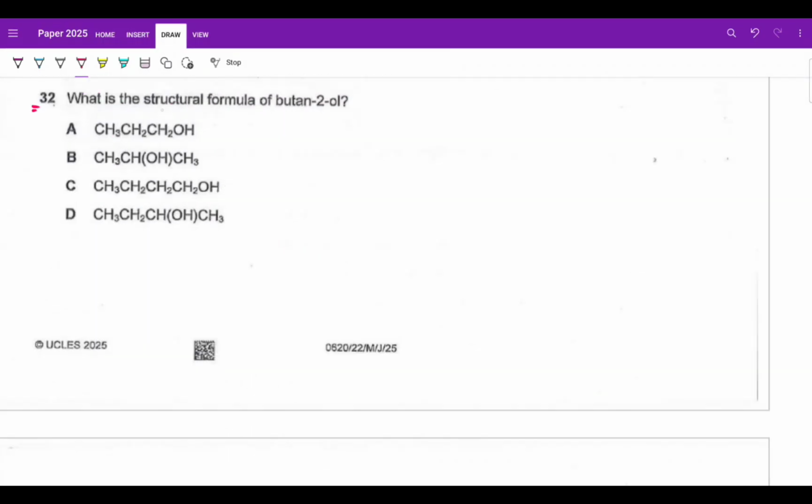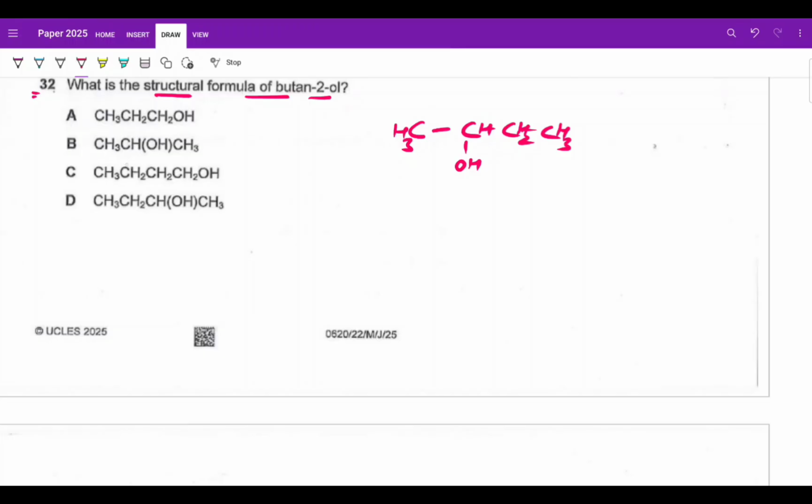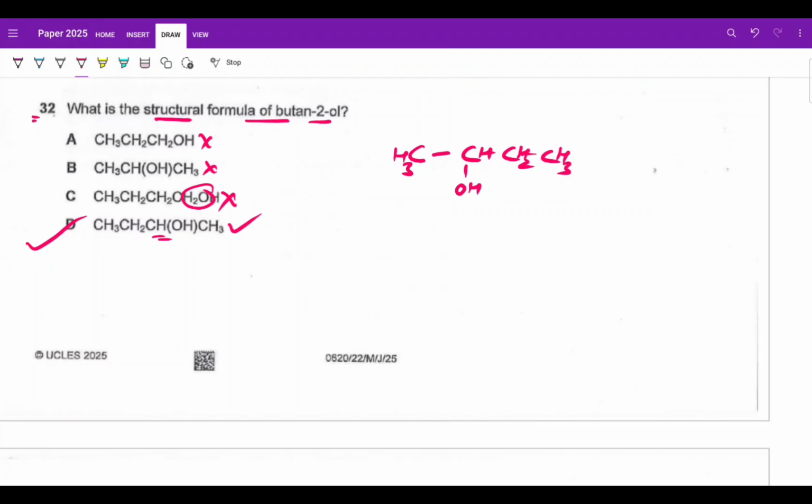Question 32. What is the structural formula for butan-2-ol? Butane means 4 carbons and 2-ol means the OH group is on the second carbon, so the formula will be CH3, CH, CH2, CH3, or CH3, CH(OH), CH2, CH3. A is CH3, CH2, CH2OH. It has 3 carbons, wrong. It also has 3 carbons, wrong. 1, 2, 3, 4. It has 4 carbons, but the OH is on the first carbon, wrong. It has 4 carbons and the OH is on the second carbon, therefore it's correct. Answer is D. Butan-2-ol, correct answer is D. OH group on the second carbon and 4 carbon atoms in the chain, butan-2-ol.